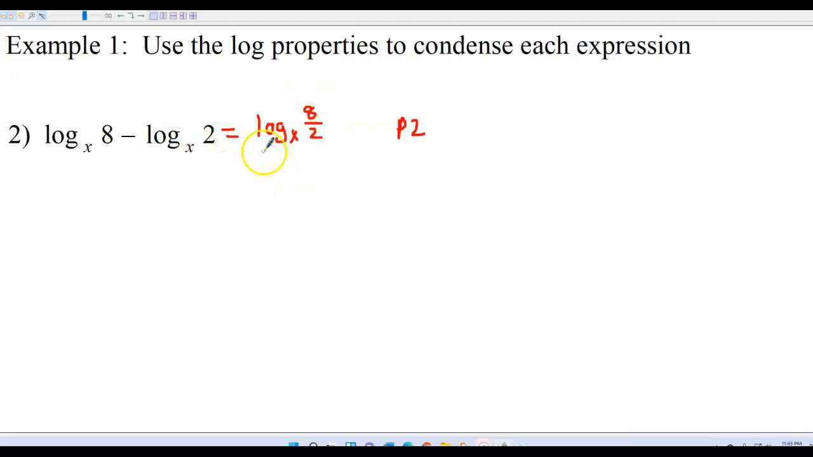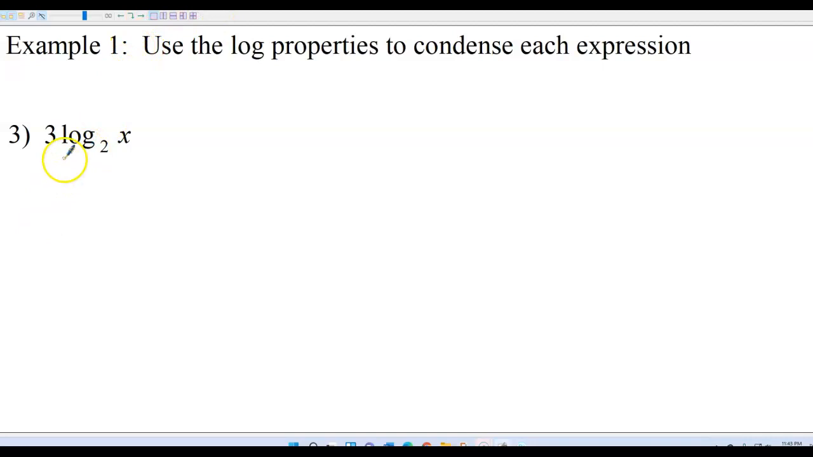And on this one, we can actually simplify it a little bit, because 8 over 2 is simplifiable. 8 divided by 2 is 4. So this would be a nice simple answer to write. However, this is acceptable as well. All right, let's go ahead and move on to number 3.